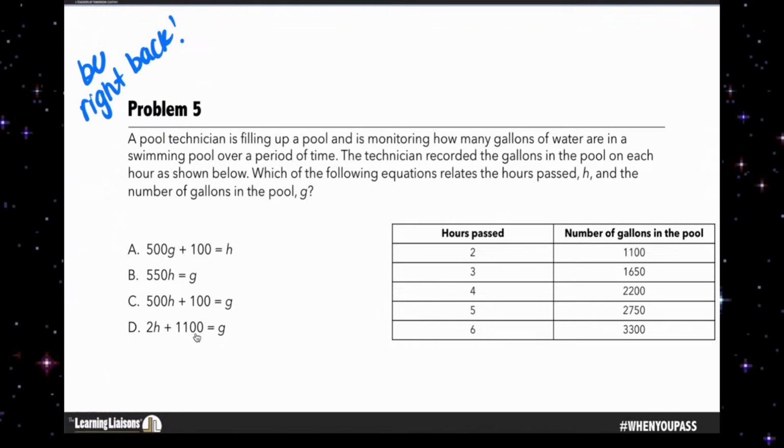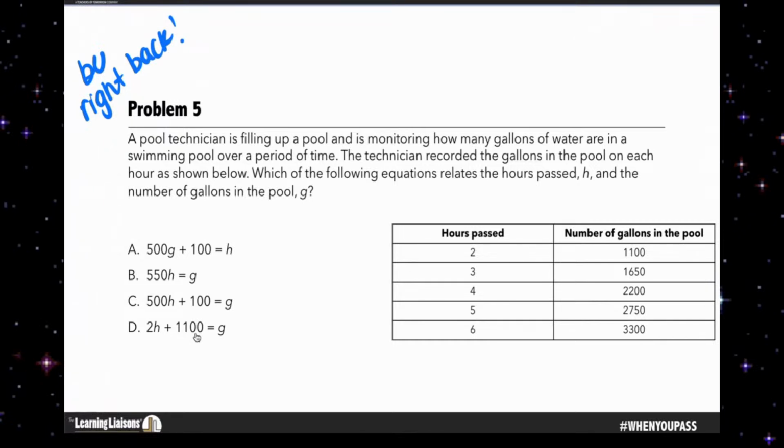A pool technician is filling up a pool and monitoring how many gallons of water are in a swimming pool over a period of time. The technician recorded the gallons in the pool on each hour as shown below. Which of the following equations relates the hours past H and the number of gallons in the pool G?